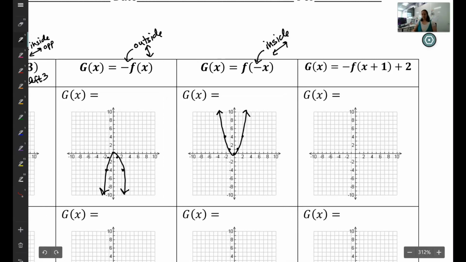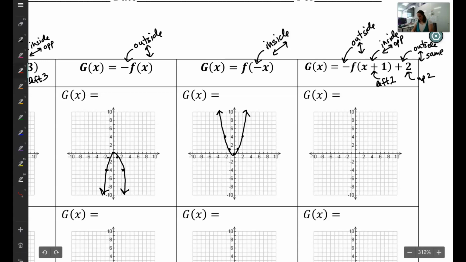Now let's try an example where we do several at the same time. We're going to start with order of operations. So parentheses first, then multiply, then add. This +1 is on the inside, so side to side and opposite. So that means it's going to move left 1. That negative is on the outside, so it's going to reflect up and down. And then that +2 is on the outside, so it's going to be up and down and the same. So that will be up 2.